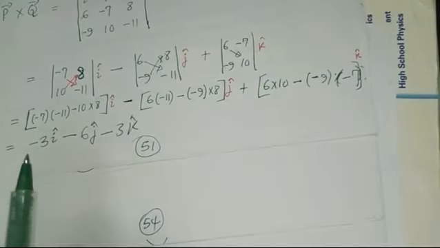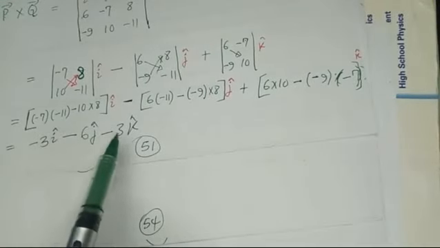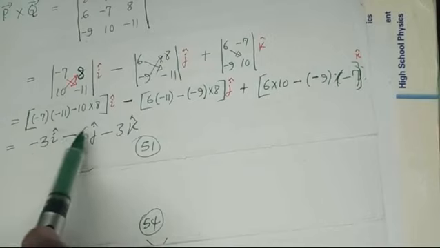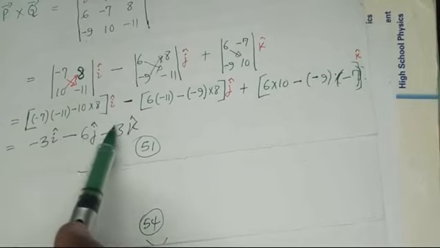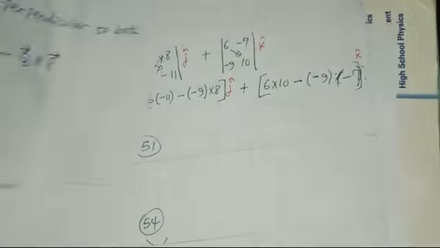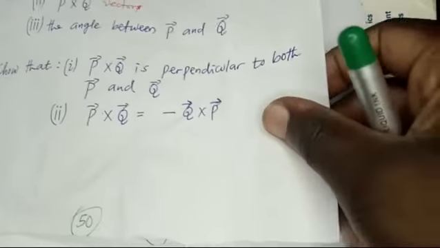Okay class, this is your P cross Q, which is also a vector, with this magnitude along X, this magnitude along Y, this magnitude along Z. With this, we have successfully solved Roman number 1 and Roman number 2. Now let me bring the problem again and see what Roman number 3 says.